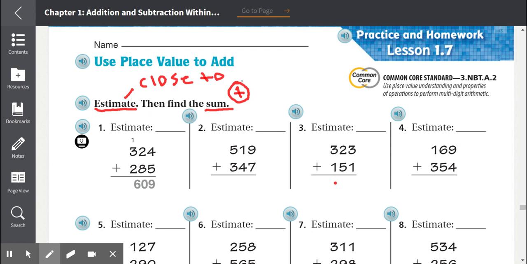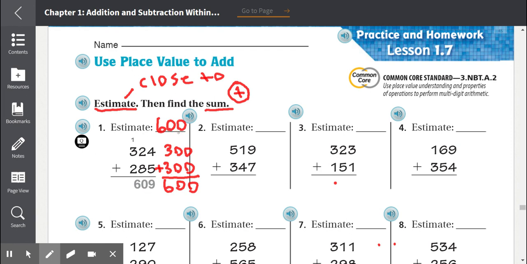So number one, first we estimate 324. Let's round that to the nearest hundred. 324 is between 300 and 400, but it is closer to 300. 285 is between 200 and 300, but it's closest to 300. So if we add these together, 300 plus 300 is 600. So our estimate is 600. Now, they've done the problem for us. The exact answer is 609, but when we estimate, it's 600.